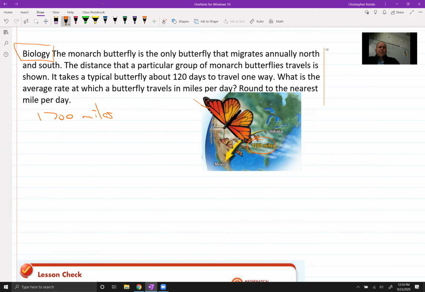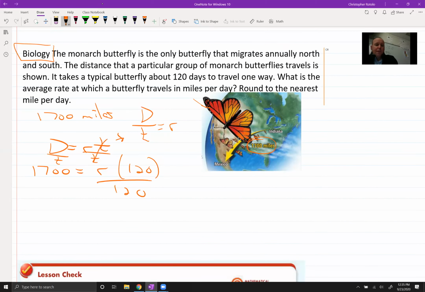So we need a distance formula. Remember that? Distance equals the rate times time. So what's our distance? Our distance is 1,700, and what's the rate? We don't know. What's the time? 120 days. So we see what's going to happen here. How does this tie back to literal equations? If I were to rearrange this equation and say that I'm solving for the rate, that's the thing I don't know. If I just divide by t, I would have the distance divided by time will give me the rate.